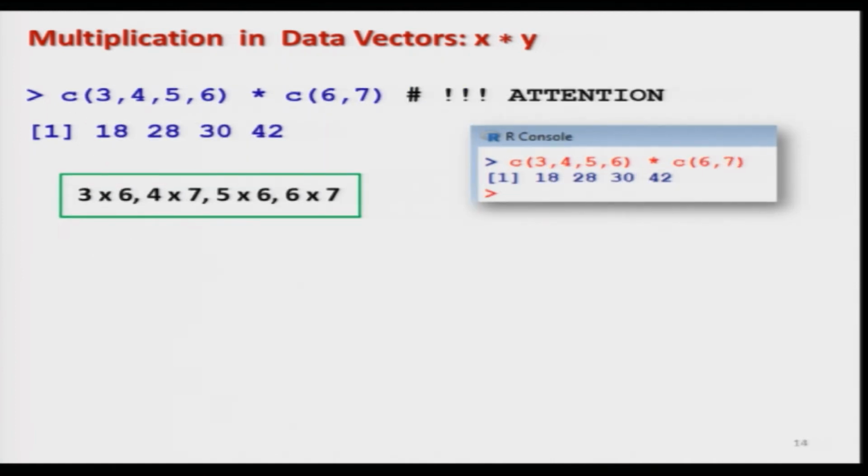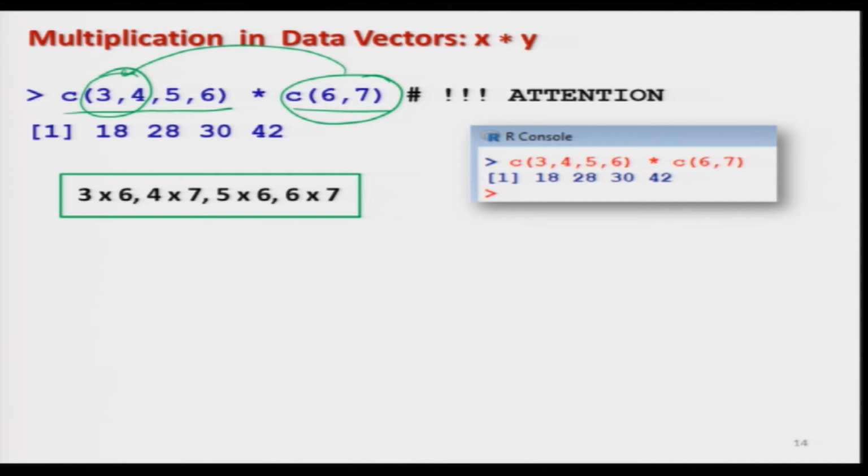Now, similarly, if you take two data vectors where the first data vector has 4 elements and the second data vector has only 2 elements, but the condition is that the number of elements in the second data vector is smaller than the number of elements in the first data vector, but they are exact multiples, right. So, now the same thing will happen: the 6 and 7 numbers in data vector 2 will be transported to the first data vector and they will be multiplied by 3 and 4, which are the first two positions in data vector 1.